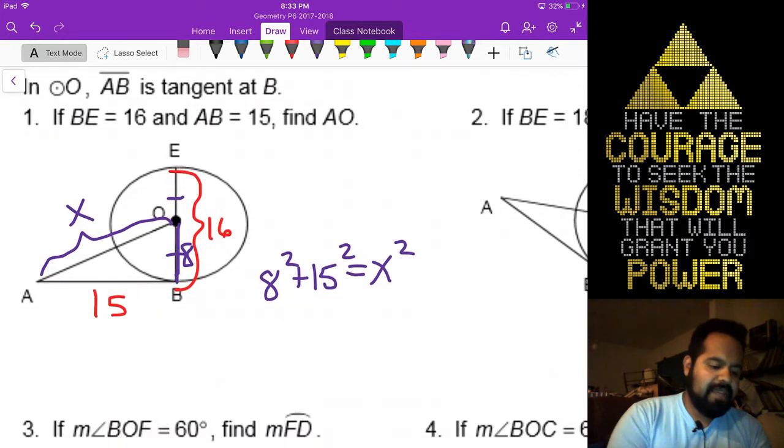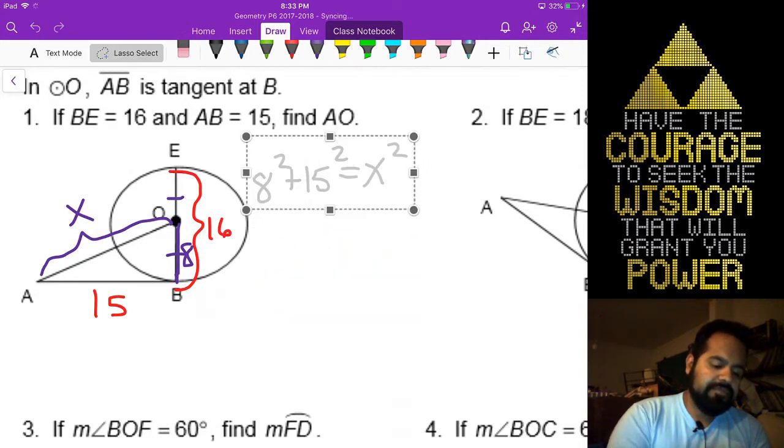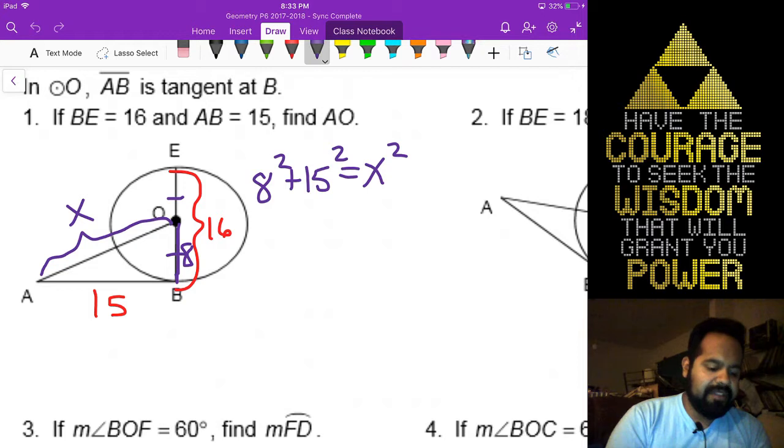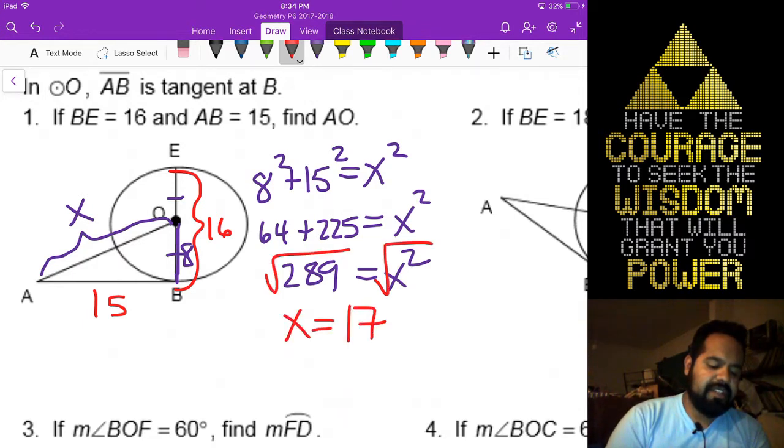Now you may or may not recognize this, but this actually is a Pythagorean triple. But let's just show the work anyways. Let's see here. 64 plus 225 is 289. And so when you take the square root of both sides, you'll get x equals 17.